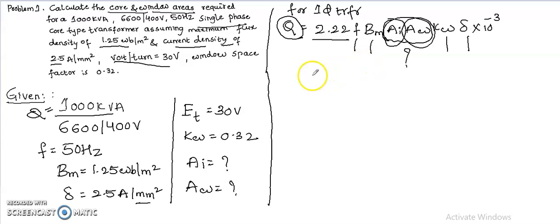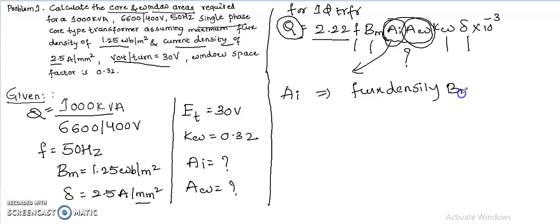So before going to that, first we can calculate this Ai. How to calculate Ai? We know the flux density. Bm is equal to flux by area. Then what about the flux now? Is it given or not? No. Then how to calculate it? Flux we can calculate with the help of Et. With the help of Et we can calculate the flux, and we substitute here to get Ai.